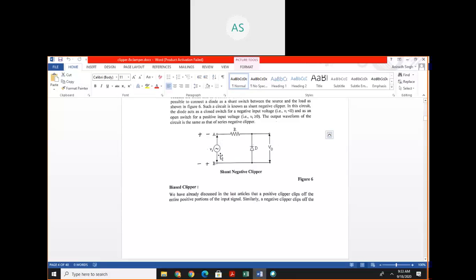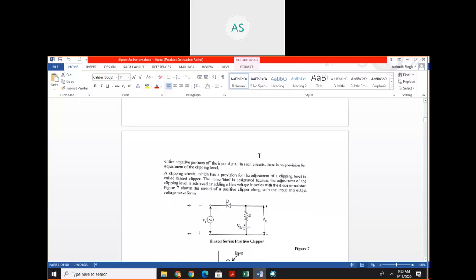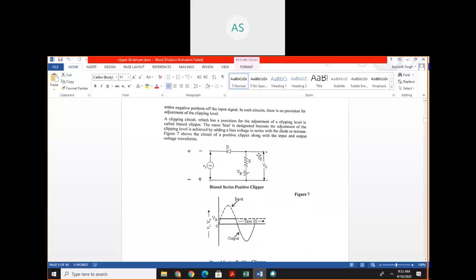For the negative half cycle, the negative terminal is connected to the cathode and the positive terminal is connected to the anode. This diode is forward biased, meaning it acts as a short circuit, so we get an output equal to 0. So in this case, the negative portion is clipped off.